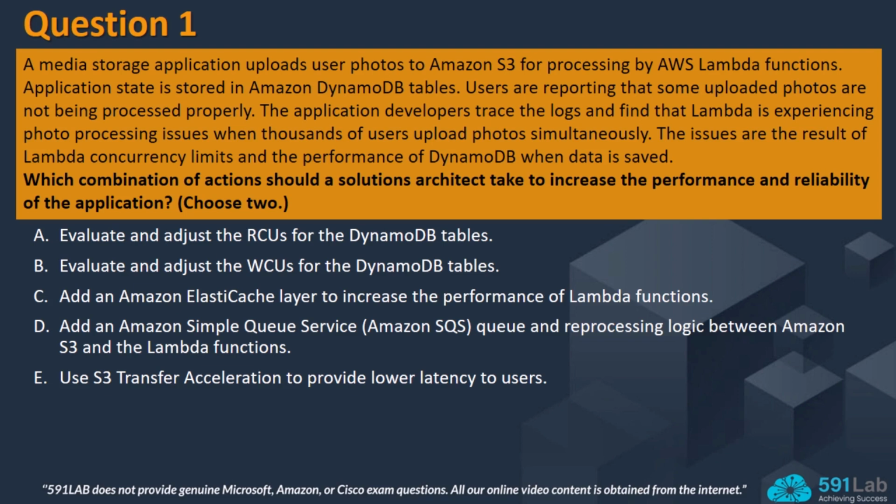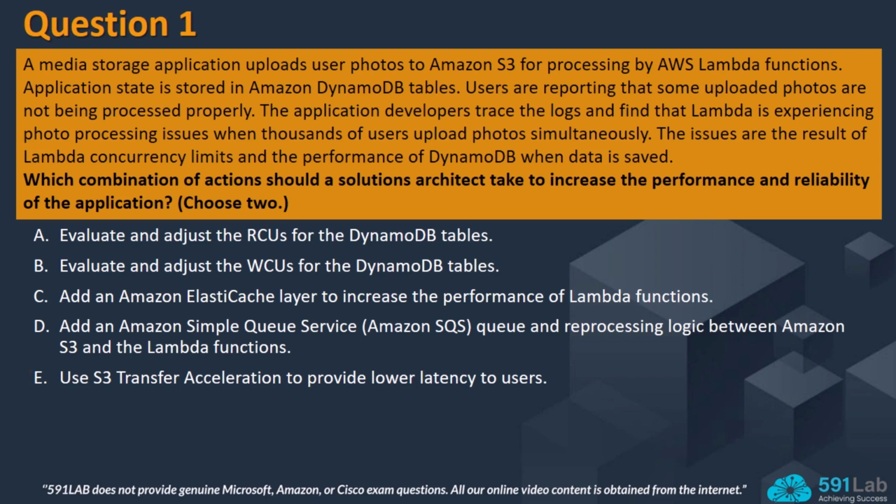Option E. Use S3 Transfer Acceleration to provide lower latency to users. S3 Transfer Acceleration can improve the speed of uploading photos to Amazon S3 by leveraging Amazon CloudFront's globally distributed edge locations. While this may improve user experience, it may not directly address the issues with Lambda concurrency limits or DynamoDB performance, so this one is also not the correct answer.